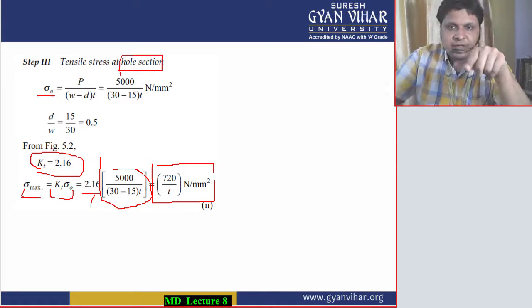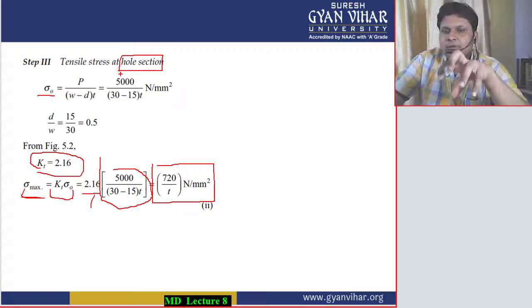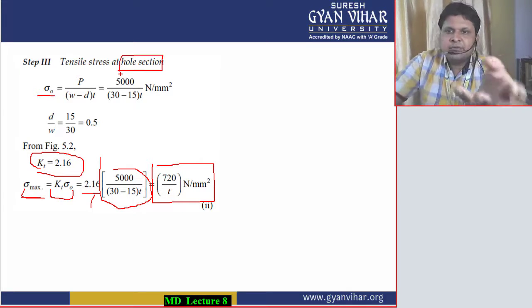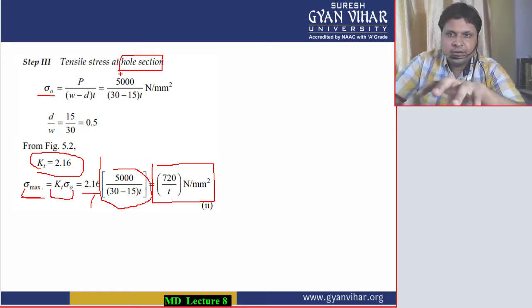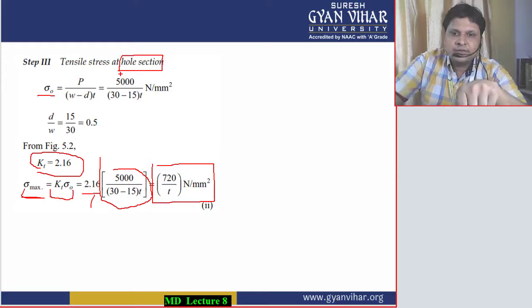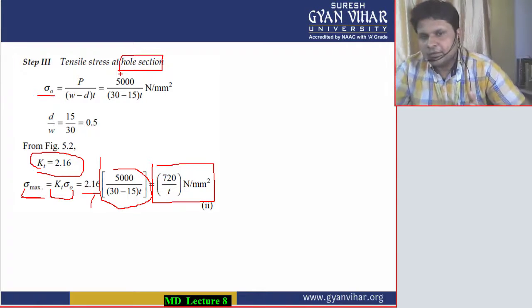Now which is the greater one? The designing is always done by considering which part will fail early. So which part will fail first, the hole section or the fillet section? Whichever has the greater stress value, that particular part will fail first.